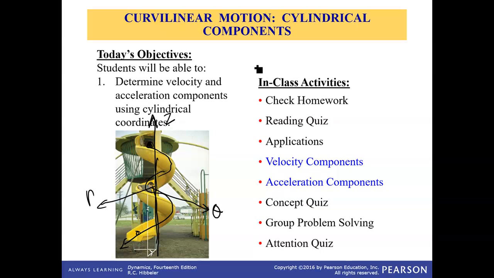So for the cylindrical coordinate system, the axes are radial, transverse theta, and z. You can compare this with the Cartesian coordinate system, where it is equivalent to x, y, and z. But instead of x, y, now we have r, theta, and z has the same meaning as in the Cartesian coordinate system.